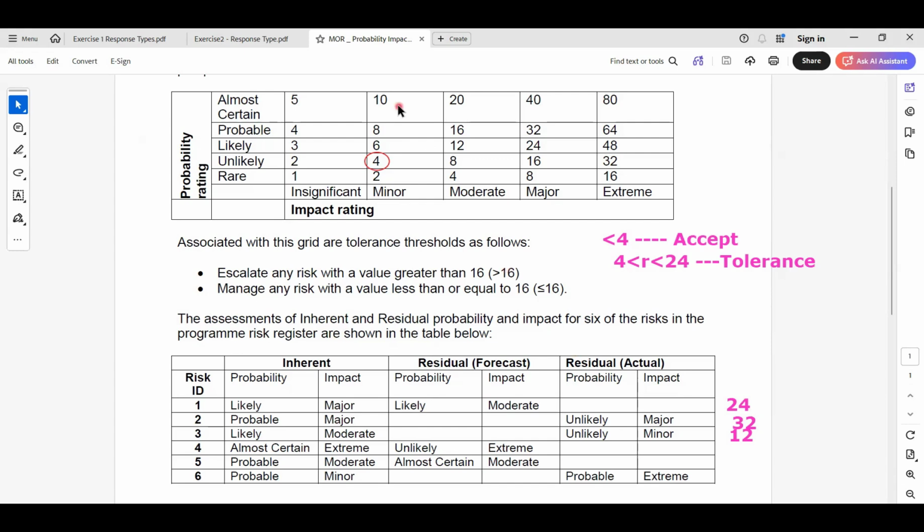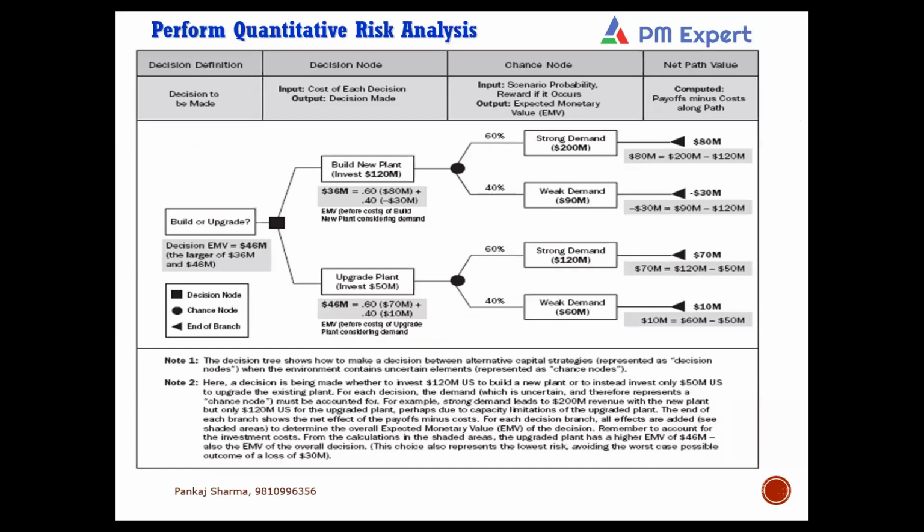Can we quickly see the quantitative assessment methods also, guys? Yes or no? Yes. Right? Now, the most popular method in quantitative assessment is expected monetary value analysis, right? Which is done using a decision tree.